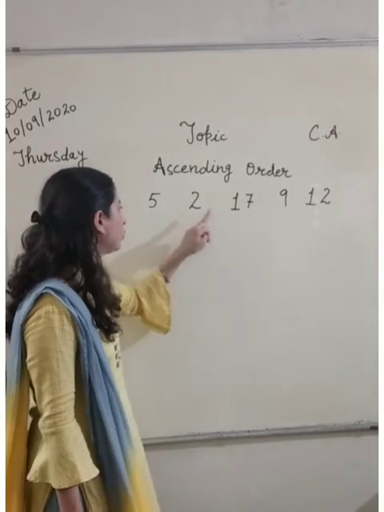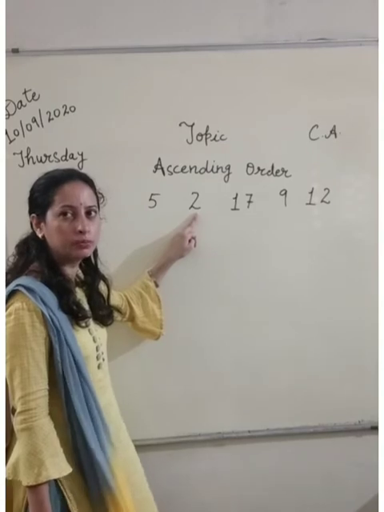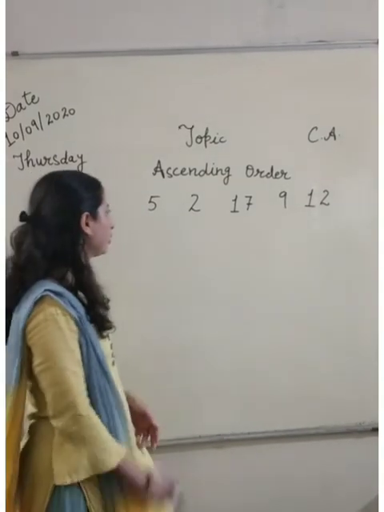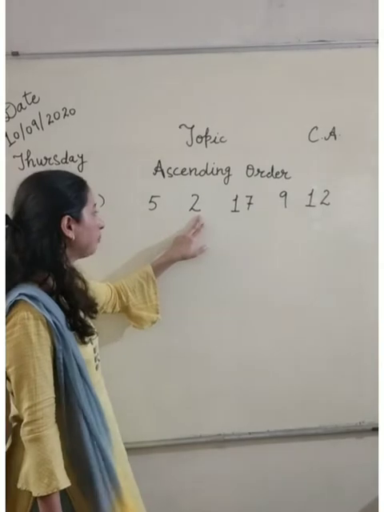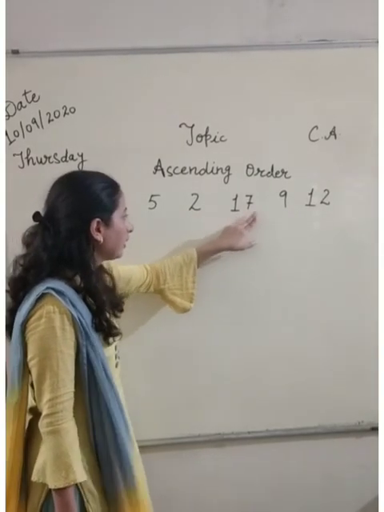5, 2, 17. We have seen number 2. Is that clear to you? We have seen number 2 over here. Now let us see forward.